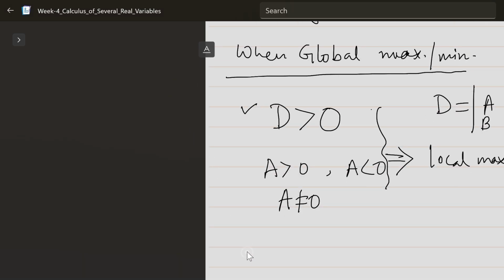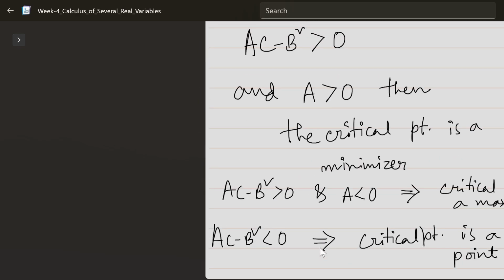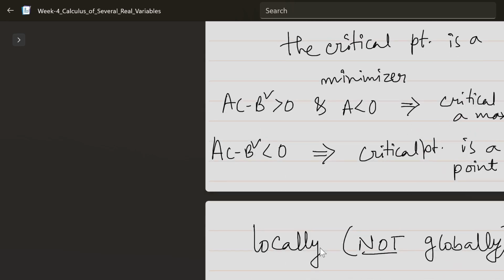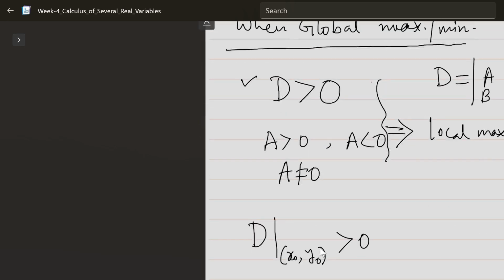Actually, this global thing will come. You are checking this D at some point, that is x naught, y naught. It is positive, you are checking. Always remember, A, B, C, D is not general. You are checking D at a point, only at the critical point.